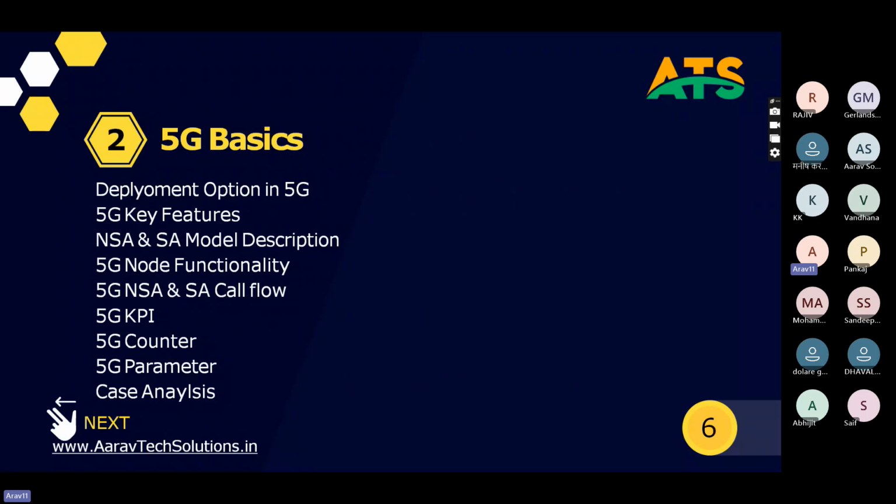Like in LTE, in 5G also there are different KPIs, but they are calculated on different MOs and different counters for the formula. So we will discuss the 5G counters as well, 5G parameters to optimize the 5G KPIs, and real-time case analysis for the KPIs, how you will troubleshoot those cases, in the last. So this is our 4G and 5G course that we are going to discuss. Any doubt till now, guys, in the course details, please let me know.